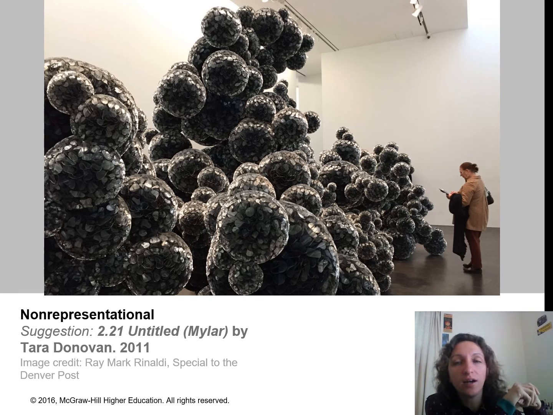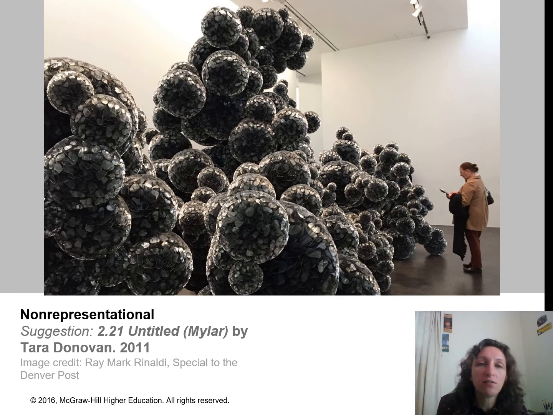So this is one of the examples of non-representational artwork in your book. This is Tara Donovan's work. This is called Untitled. Just so you know, this is not the exact image that you see in the book. I added this other one just to give context, just to give shape, those kinds of things, giving you guys more examples of the same thing.